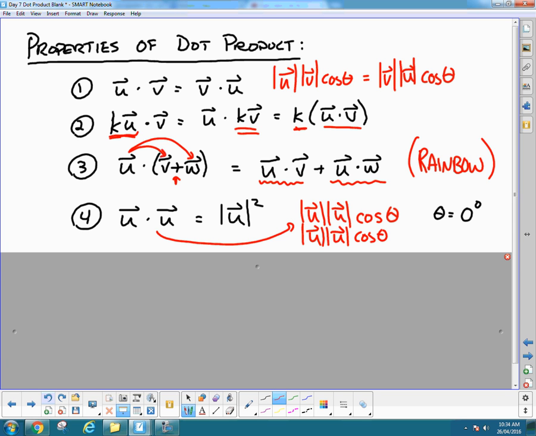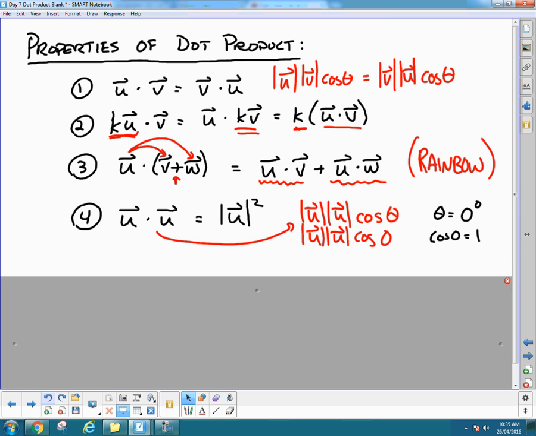Oops, excuse me. Cos of 0, not theta. Cos of 0. So what's the cos of 0? Well, cos of 0 is 1. Where does cosine start? It starts at 1. So this is just a 1. This is just a 1. And this is magnitude of u times itself, so we can consider it being magnitude of u squared, which is what we have here.